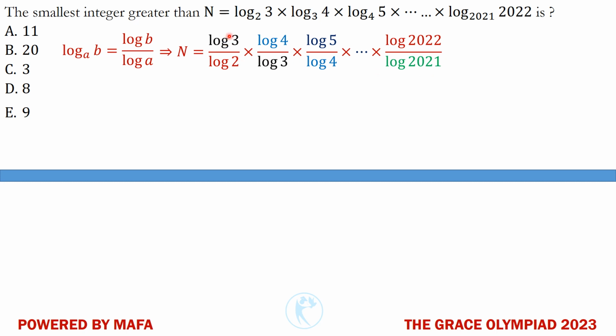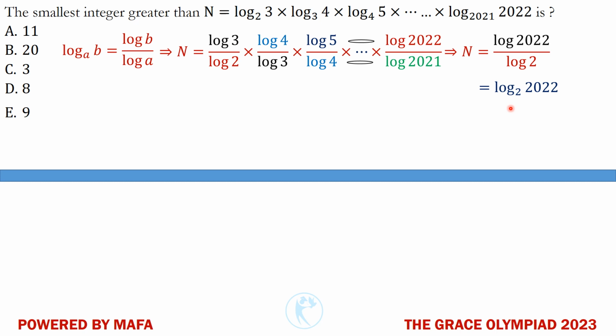Now we clearly see that logarithm of 3 will take care of logarithm of 3, logarithm of 4 will take care of logarithm of 4, definitely logarithm of 5 will take care with a logarithm of 5 which we have not written, and logarithm of 2021 will also be taken care of. There are some terms here that we have not written. So at the end, we are going to get logarithm of 2022 in the numerator and logarithm of 2 in the denominator. We can rewrite this as logarithm to the base 2 of 2022.